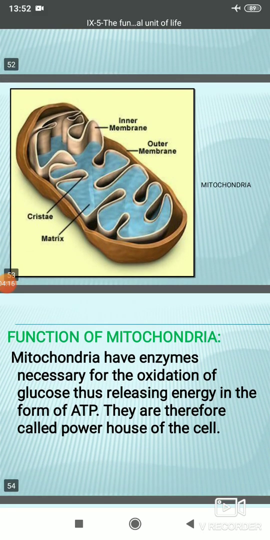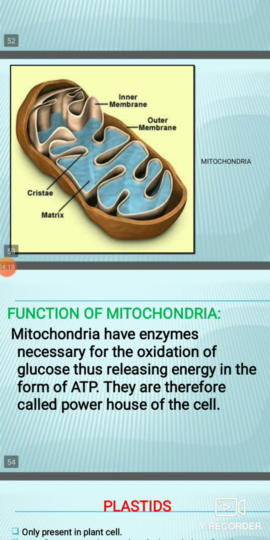Next, coming to the functions. The most important function of mitochondria is that it helps in the production of energy, and energy is produced in the form of ATP. ATP means adenosine triphosphate. It is the currency of energy. So that's why mitochondria is also known as the powerhouse of the cell. In another video I will send you, the structure of the mitochondria is clearly explained. So this is a brief idea of mitochondria.